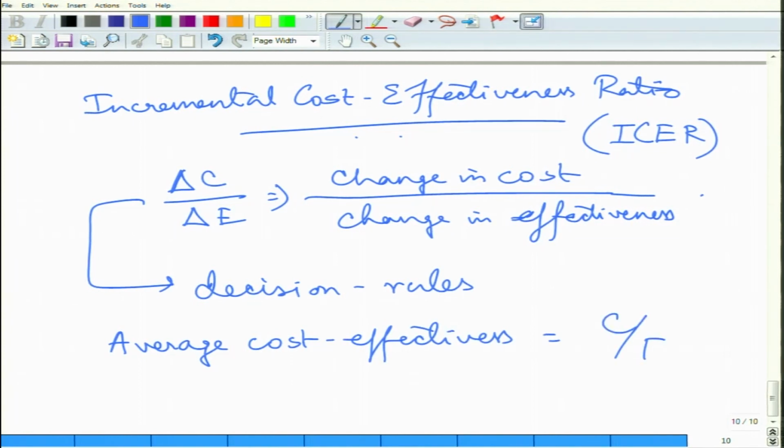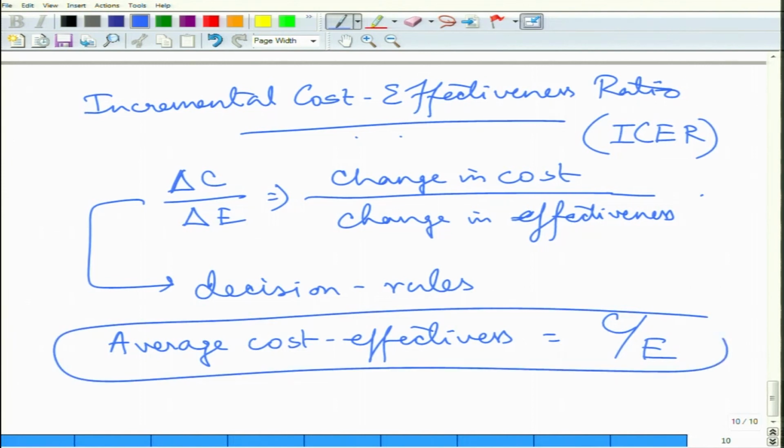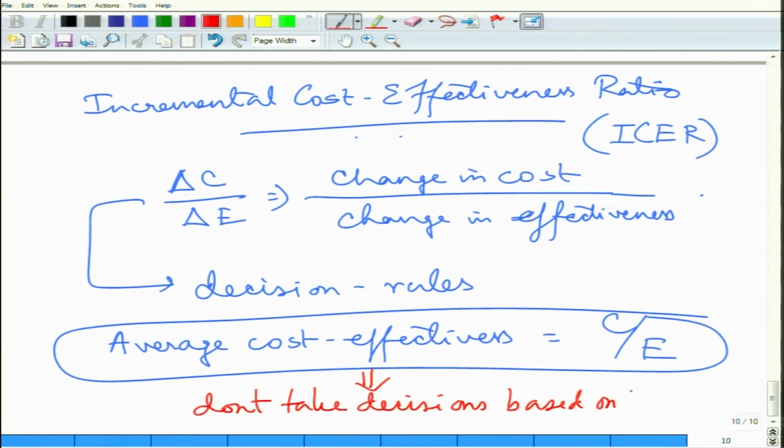This is simply C by E, the average cost effectiveness ratio, and we don't take decisions based on that.